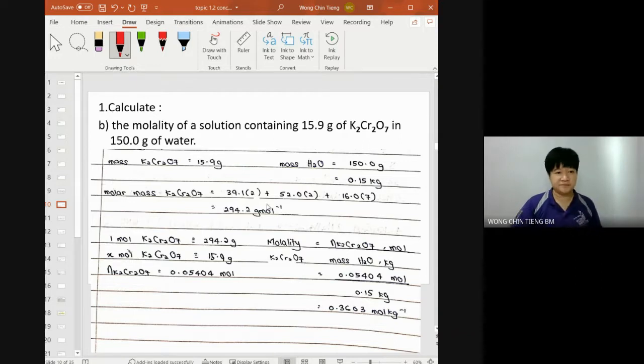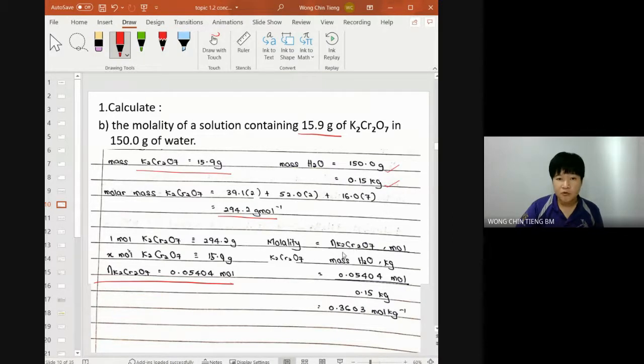And over here. So, apa masalah soalan ni? Tak ada. Soalan senang yang saya memang ambil jawapan yang saya suka. Mass is given 15.9 gram of potassium dichromate in 150 gram of water. So, you have the mass of this. And then you find the molar mass of the potassium dichromate. You find the mole of potassium dichromate. Perfect. Everything is good. Mass of water, 150 gram tukar kepada 0.15 kilogram. I love this conversion. Okay.